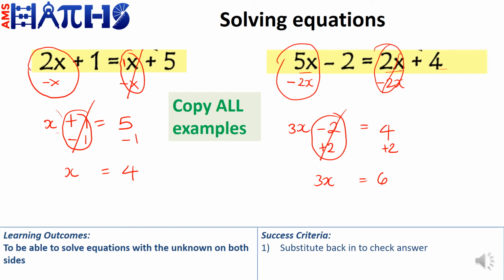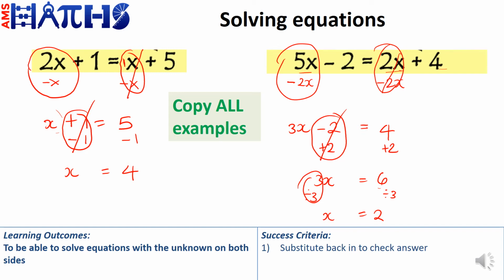Then 3 is being multiplied by x to get 6. So we're thinking, what number do we multiply by 3 to get 6? Or we can simply divide both sides by 3 to get the answer for x. So 3 divided by 3 is 1, which gives us 1x. And 6 divided by 3 is 2. So it means that x is equal to 2.